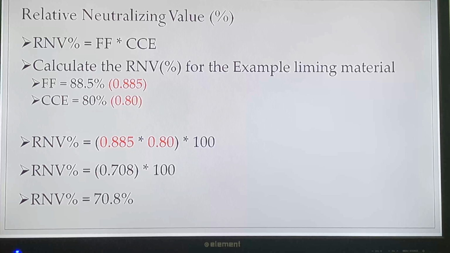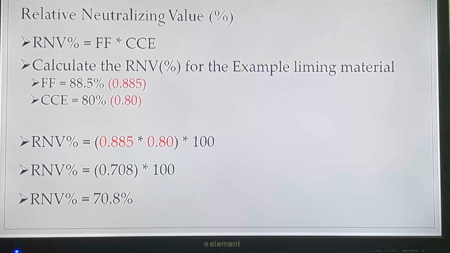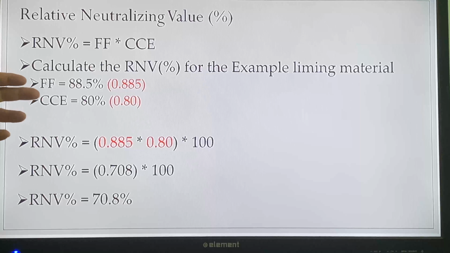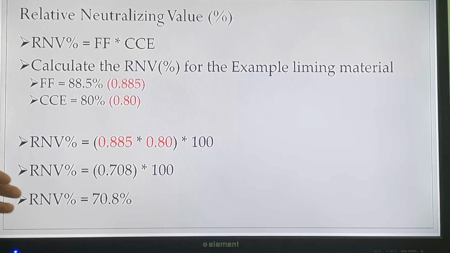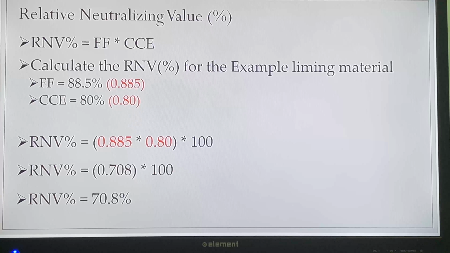So you might be able to call the co-op and say, hey, do you have any information? What is the R&V of your material? And they'll tell you about 71%. It's possible that they know that information. They might not have the R&V calculated. You might need to calculate the R&V, and this is how you would do that.